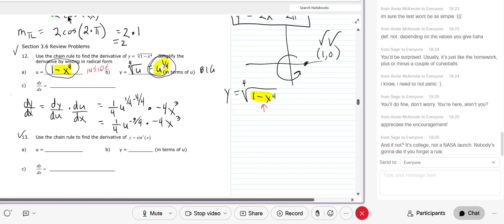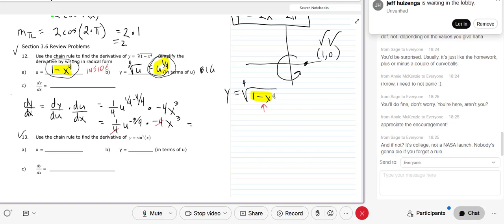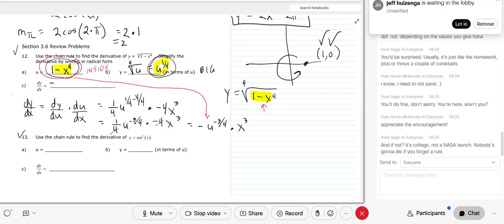Okay, then whatever simplification you do, you want to do that. So you could cross out the 4s, and this would end up leaving us with u to the negative 3/4 times, and you'd have that negative left over, times x to the third. Okay, the last thing that you always do is whatever u is has to plug back in. So what you would end up getting as your final answer is negative parentheses 1 minus x to the fourth to the negative 3/4 power times x to the third.